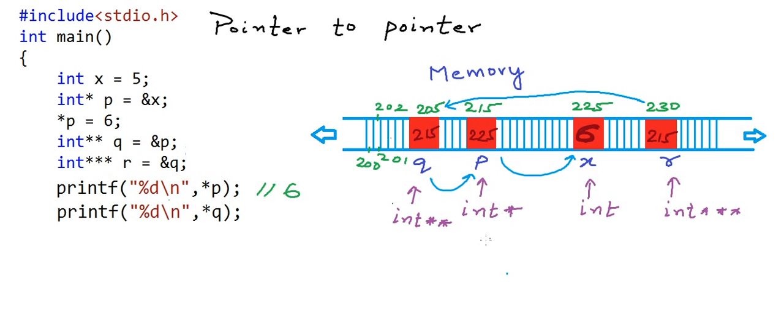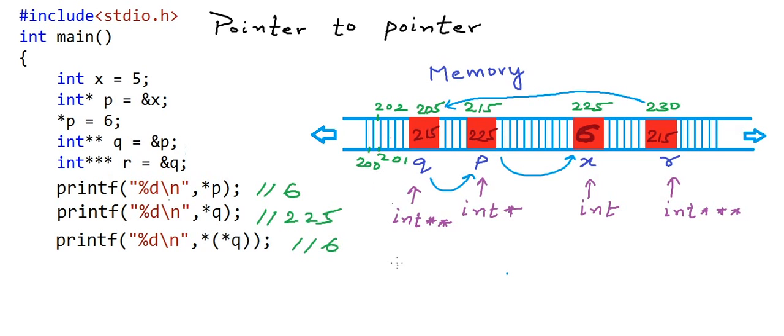Now the next statement that I want to print is asterisk q. So asterisk q will be the value at the address stored in q. The address stored in variable q is 215, so this is nothing but the value of p, so this will be 225. And now I want to print asterisk asterisk q, so I want to do dereferencing twice. First I go to asterisk q, which is this address 225, and now I look at the value at address 225, so this one will be 6.